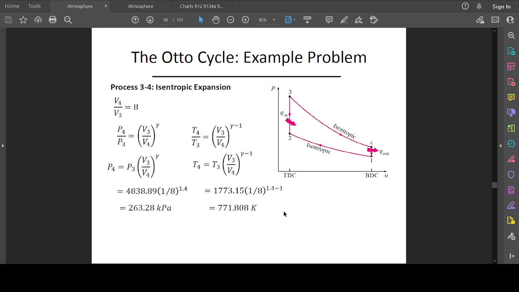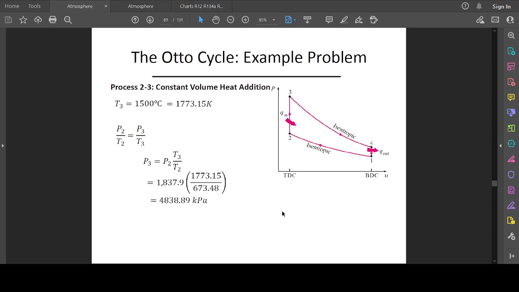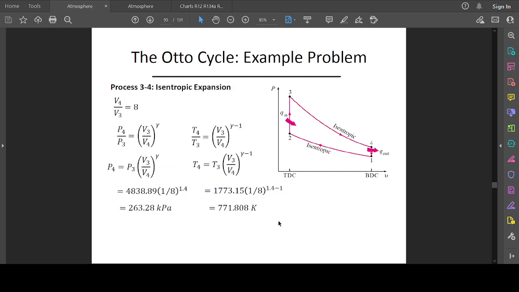So to calculate for the isentropic expansion between stages 3 and 4, we can use the same expression which we've already derived from the previous slides, but in this case accounting for the stages. Okay, so we do the same. We have P4 over P3 is equal to V3 over V4 raised to the power gamma, then therefore T4 over T3 is equal to V3 over V4 raised to the power gamma minus 1.